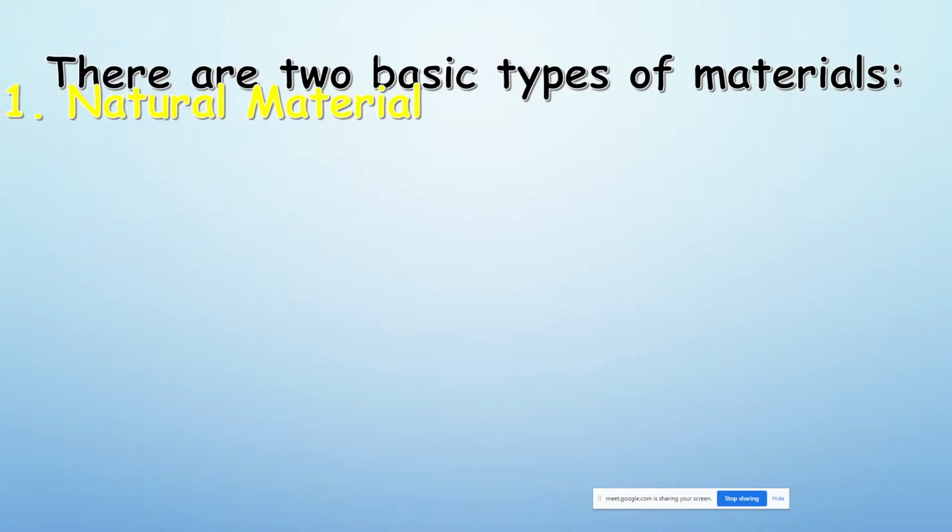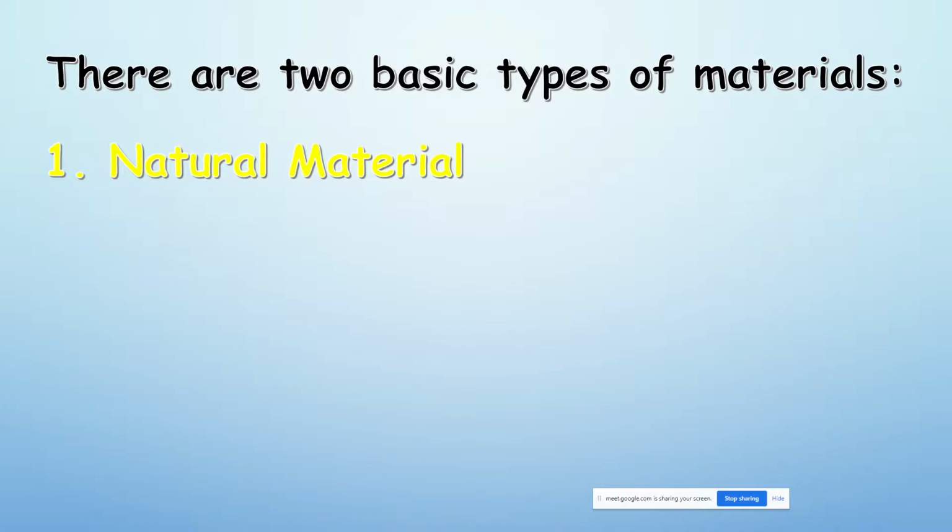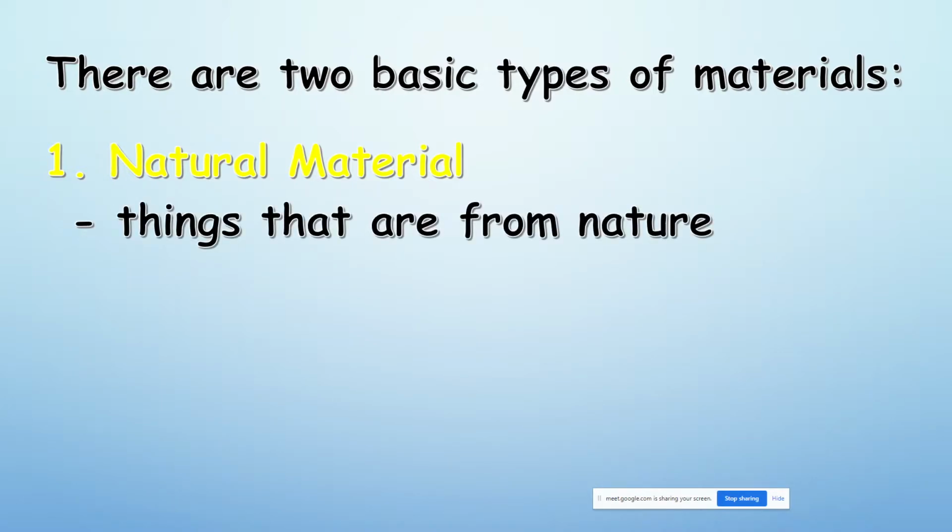Alright. Now, there are two basic types of materials. The first one is natural material. What do we mean by natural? ธรรมชาติ. Yes. When you say natural, these are the things that are from nature. This one says natural. But if it has the letter E at the end, you will say nature.